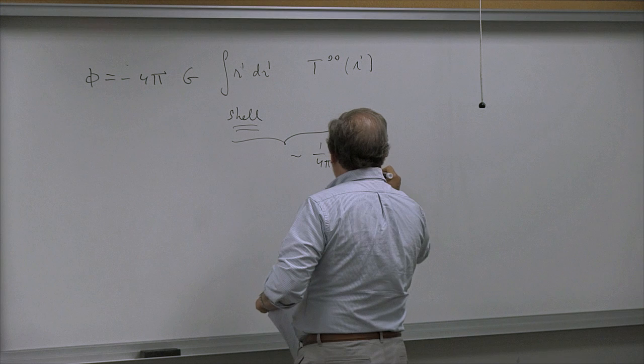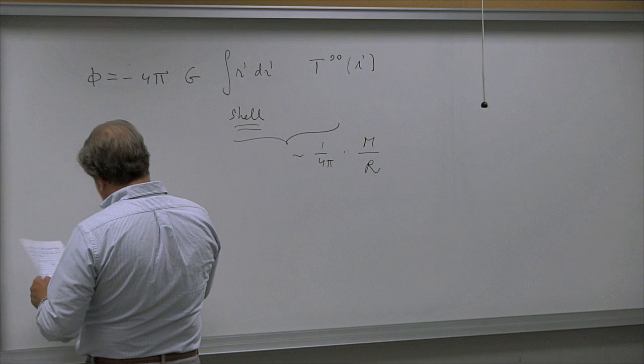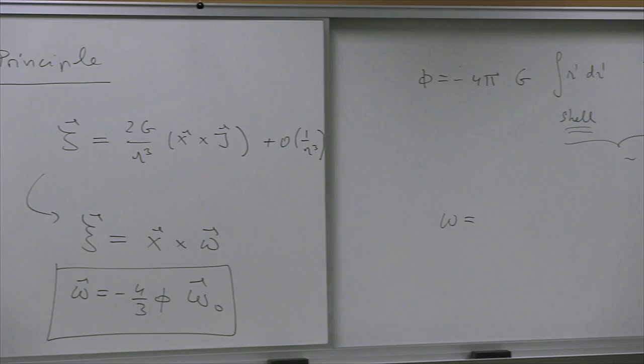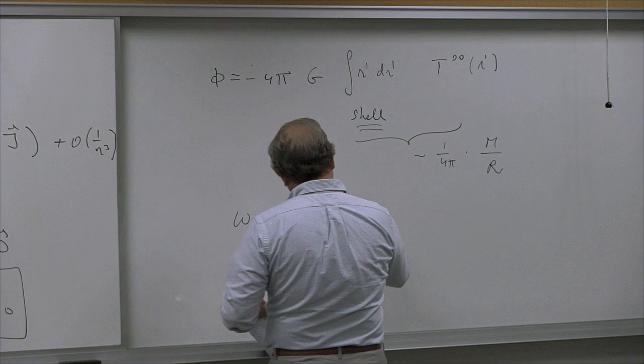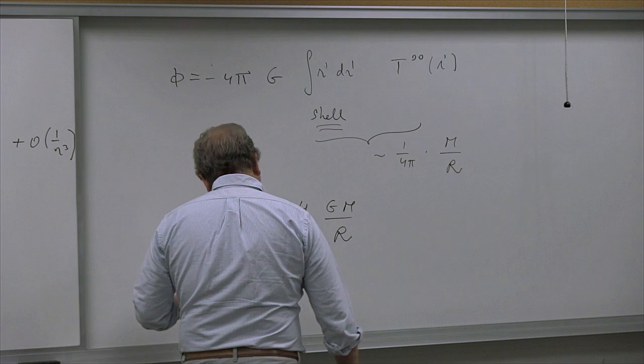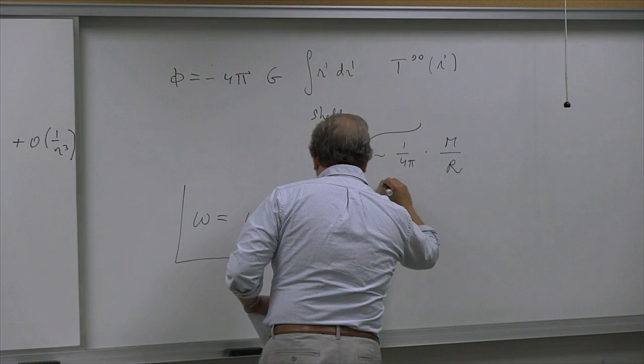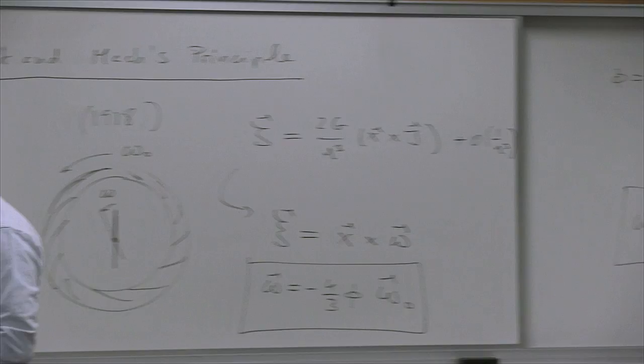And so we obtain that omega, so we put that in here, right? So this Newtonian potential is given by that expression, so the 4 pi's go away, and we have that omega is equal to omega naught times 4/3 times GM over r. And if you put in the speed of light, then it's this result. So that seems to suggest that, in fact, there is some truth to what Mach originally thought.